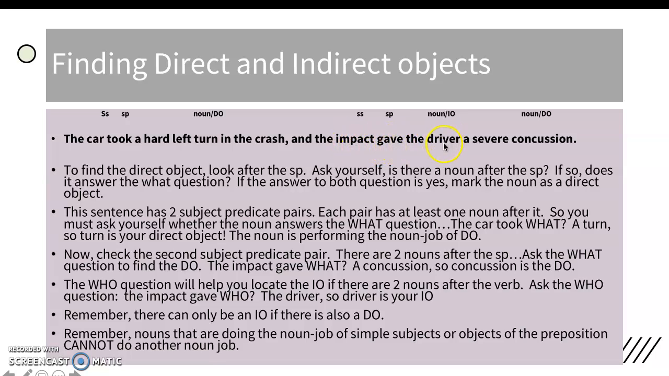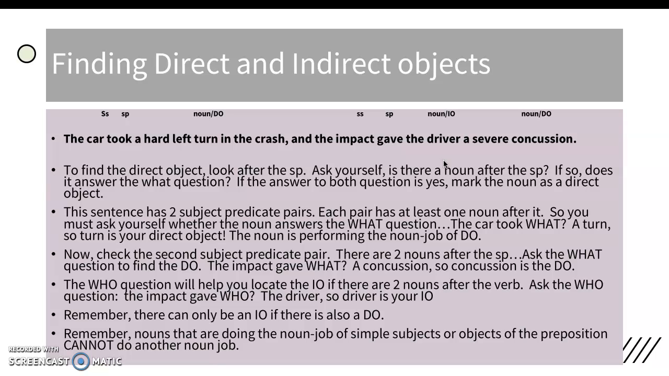The impact gave who? The driver. Gave the driver what? A concussion. So the what question is going to be your direct object. The who question is going to be your indirect object. All right? Couple things to remember.